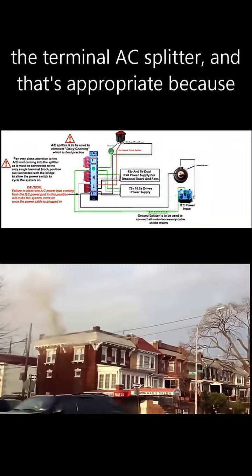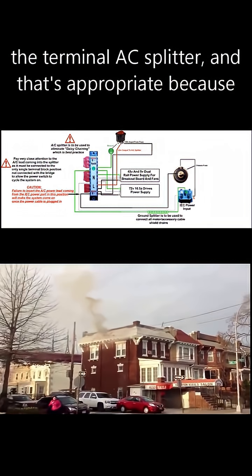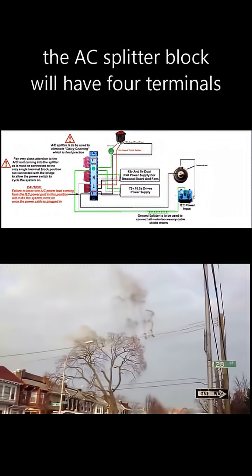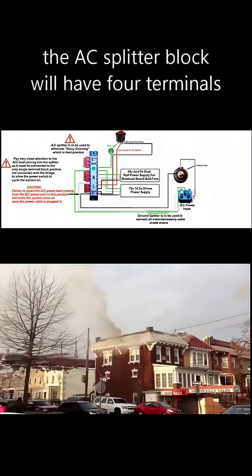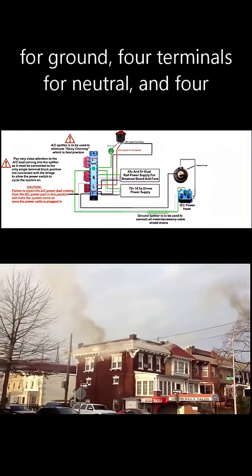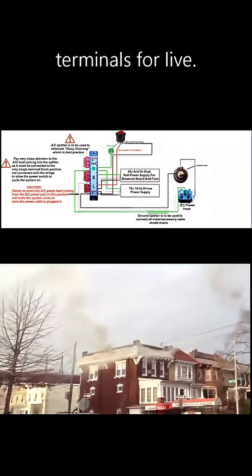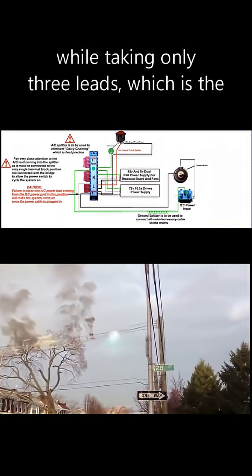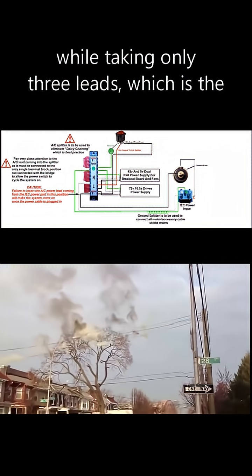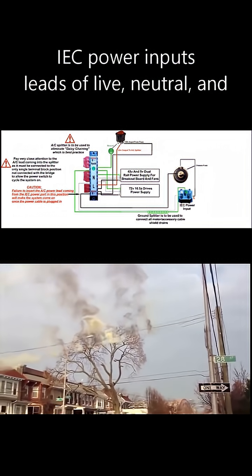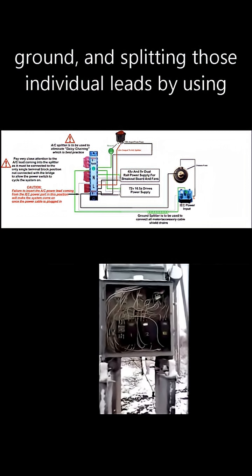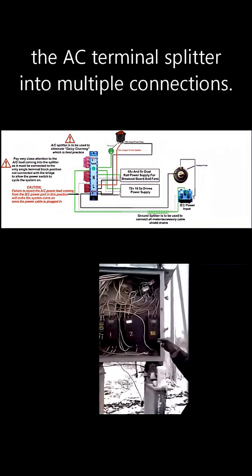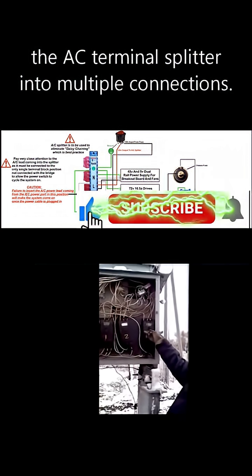No, they're actually sharing a lead coming from the terminal AC splitter. And that's appropriate because the AC splitter block will have four terminals for ground, four terminals for neutral, and four terminals for live. So that will support all of your accessories while taking only three leads, which is the IEC power input leads of live, neutral, and ground, and splitting those individual leads by using the AC terminal splitter into multiple connections. And that's exactly what you see here.